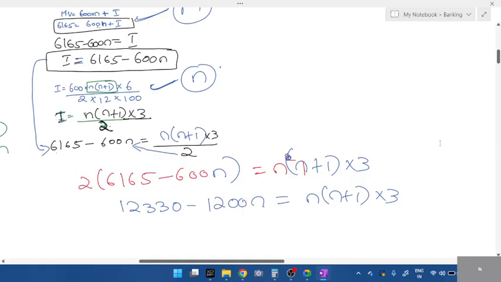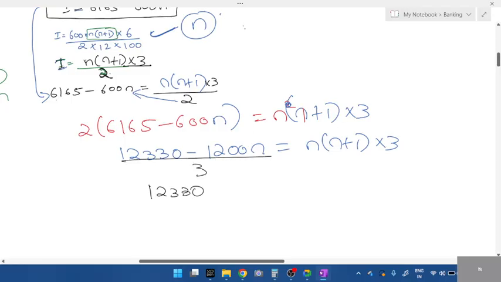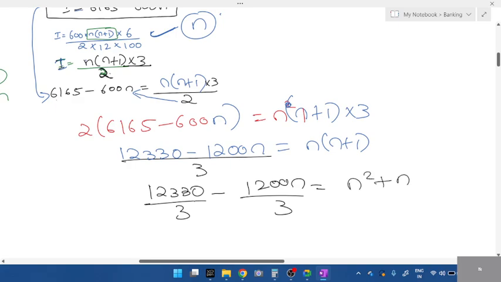Look, divide by 3 down. After this, don't write, listen, look at the screen. Bring this 3 down, it gets divided. 12,330 by 3, like this. I told you all, 3 is common to both, students. 3 is common, so you can split into two parts like this. 12,330 by 3 minus 1200n divided by 3. And here you open the bracket. N into n is n square plus n. Reduce this. Reduce and tell me the value.